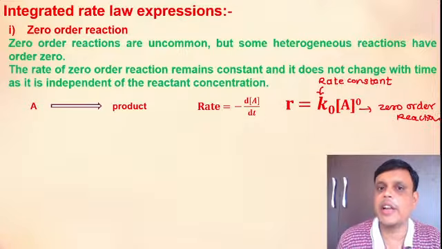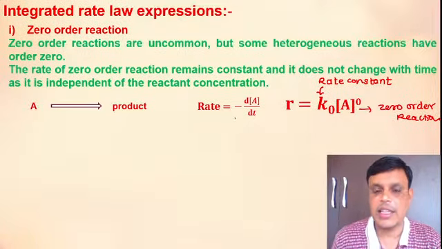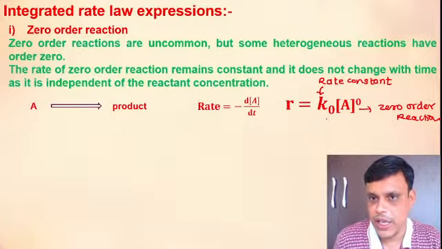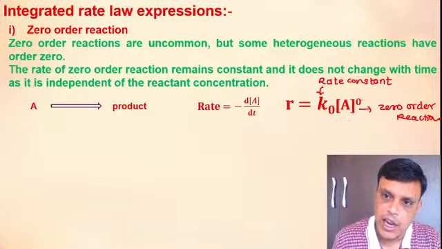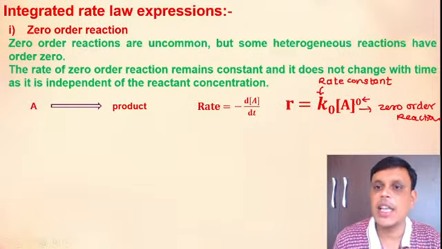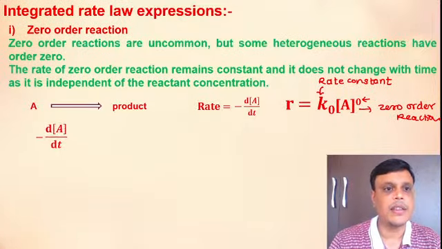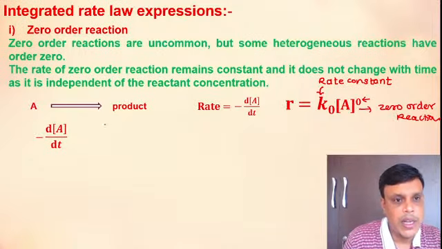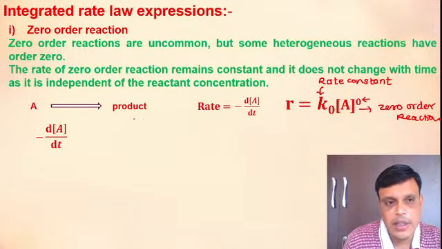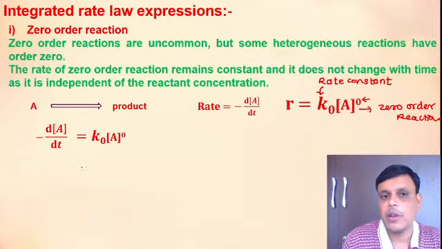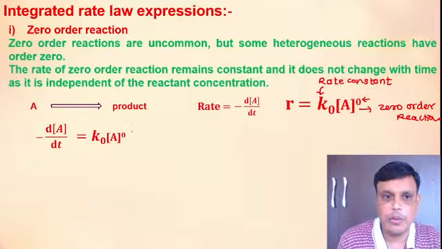Understood how to write the rate for these different order reactions? Rate is equal to negative d[A] by dt, or r is equal to K0 [A]^0. K0 indicates the rate constant for zero order reactions. And why have I written this zero here? Because it is a zero order reaction. Please remember this. Then if you equate these two equations, you can have minus d[A] by dt equals K0 [A]^0.